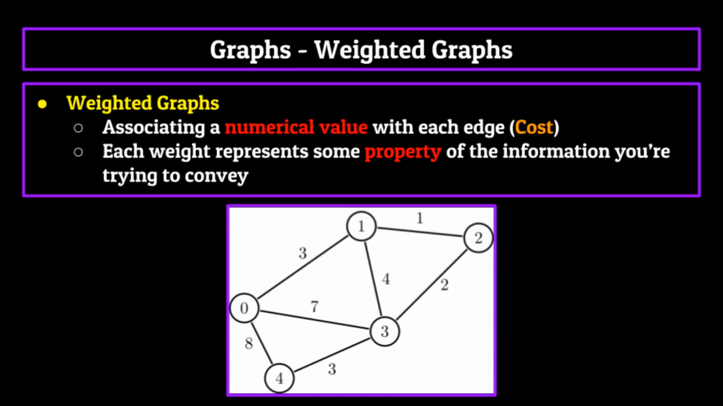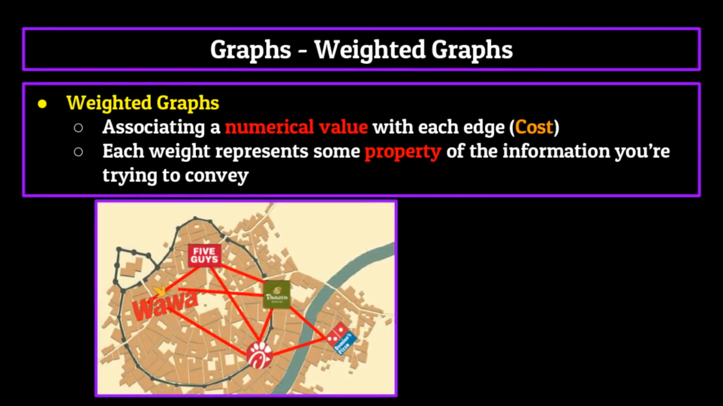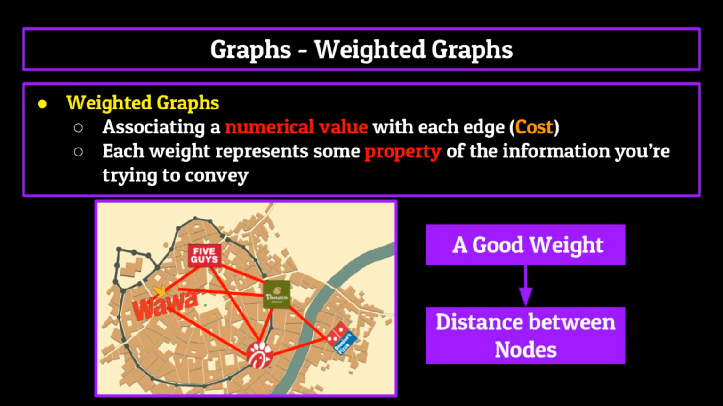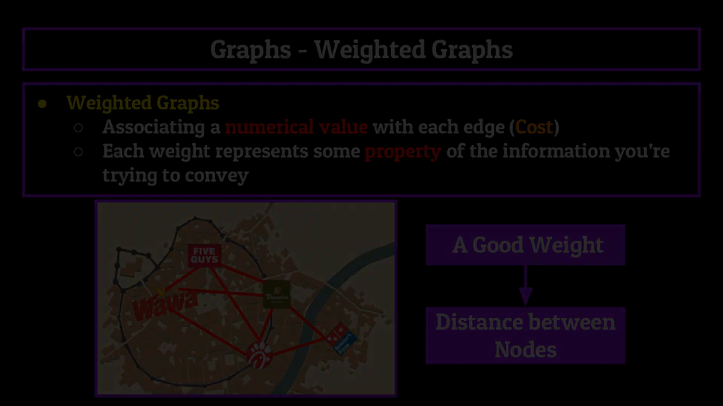For example, again going back to our food location scenario, since the information that we're trying to convey is a good route which takes us to each location, a good weight for our edges in that scenario could be the distance between nodes. This comes in handy a lot, especially with navigation, such as the case with our restaurant example, as we of course always want to find the path of least cost, or weight, between the different nodes.